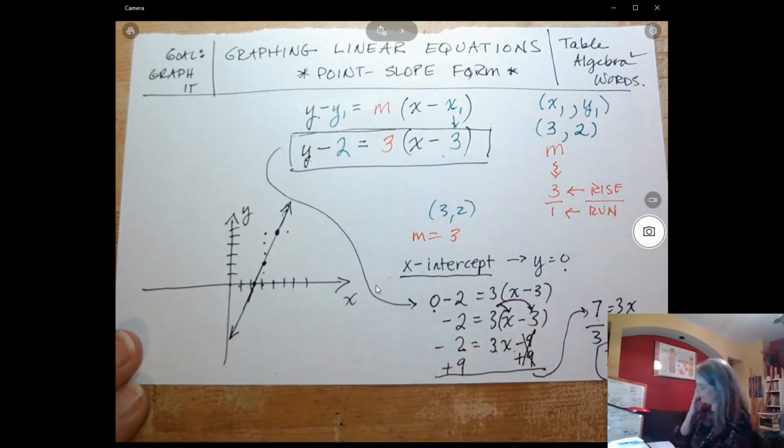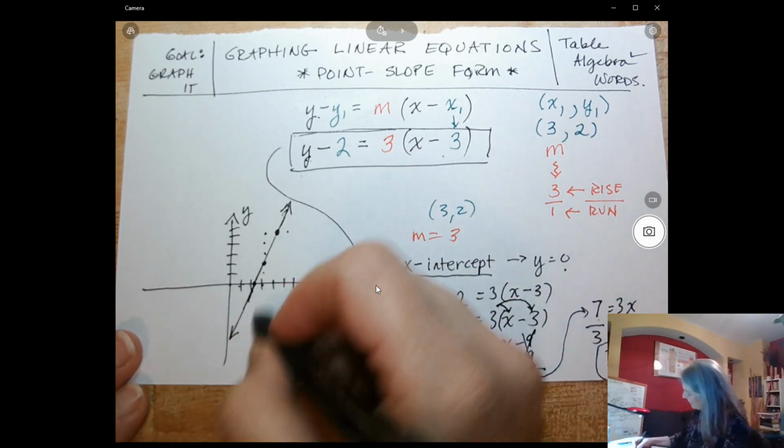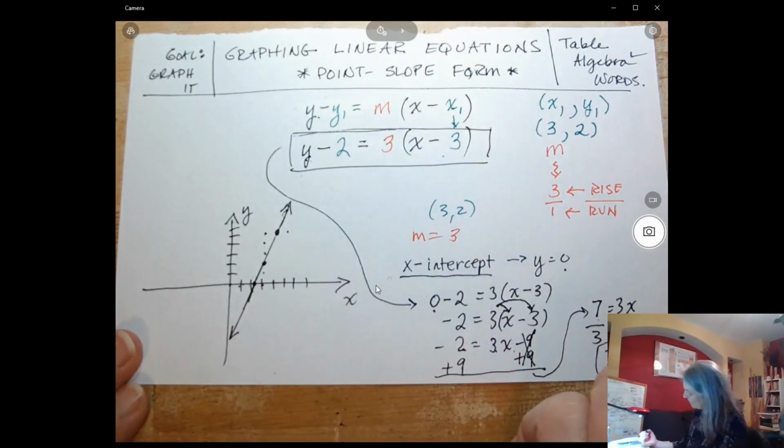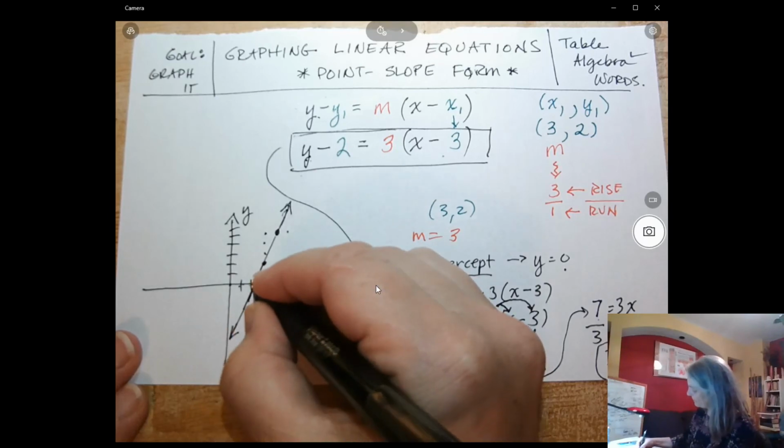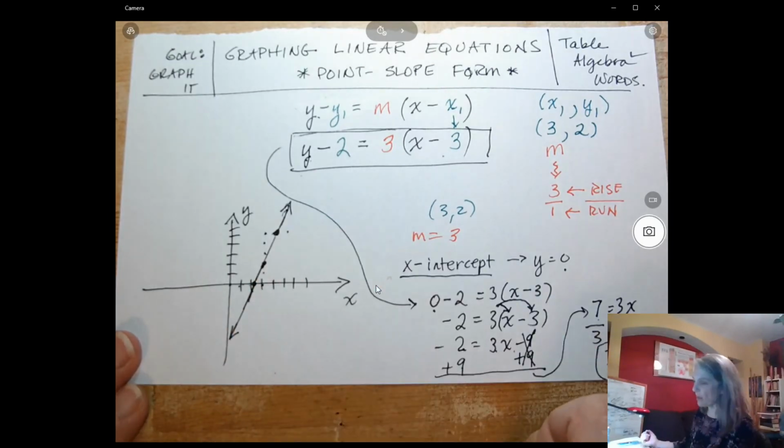So our line continues on like this. All right, so that's good enough. I don't think we'll find the y-intercept. However, we could. So how do you find the y-intercept? All right, we're going to stop it right there. I think we've got 3 good points there that we plotted.